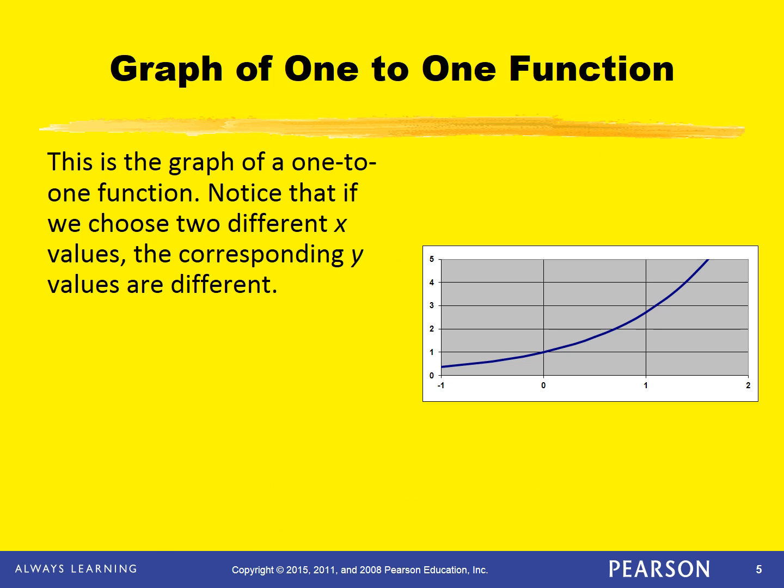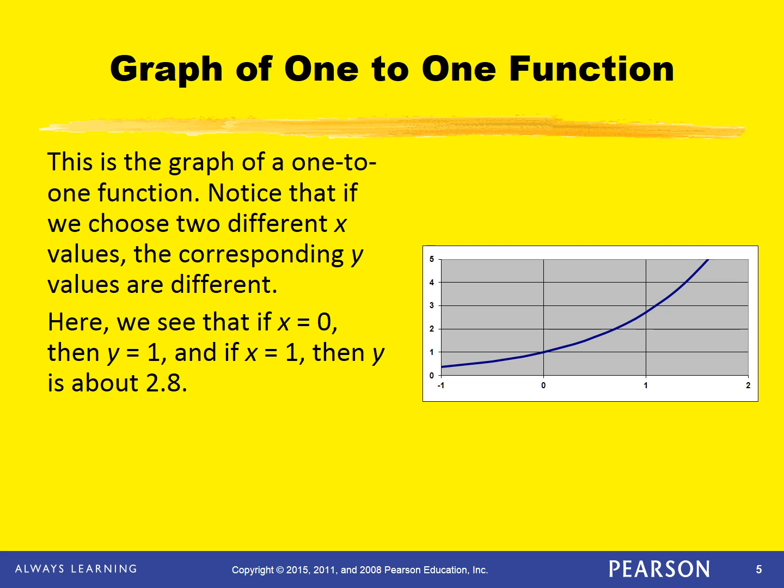This is the graph of a one-to-one function. Notice that if we choose two different x values, the corresponding y values are different. So if x is 0, then y is 1. And if x is 1, then y is about 2.8. That sounds familiar. Now, we can see that this thing is a function. It passes the vertical line test.